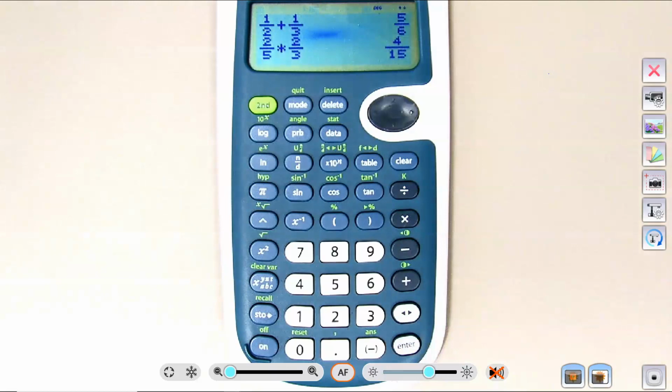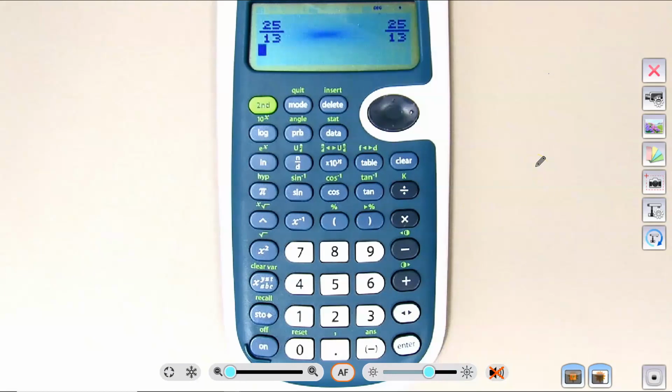So we can do any arithmetic operations with fractions that we would like just by using the fraction key and the arithmetic operation keys of division, multiplication, subtraction, and addition. And if we need some parentheses, we have the left and right parentheses available to do that also.